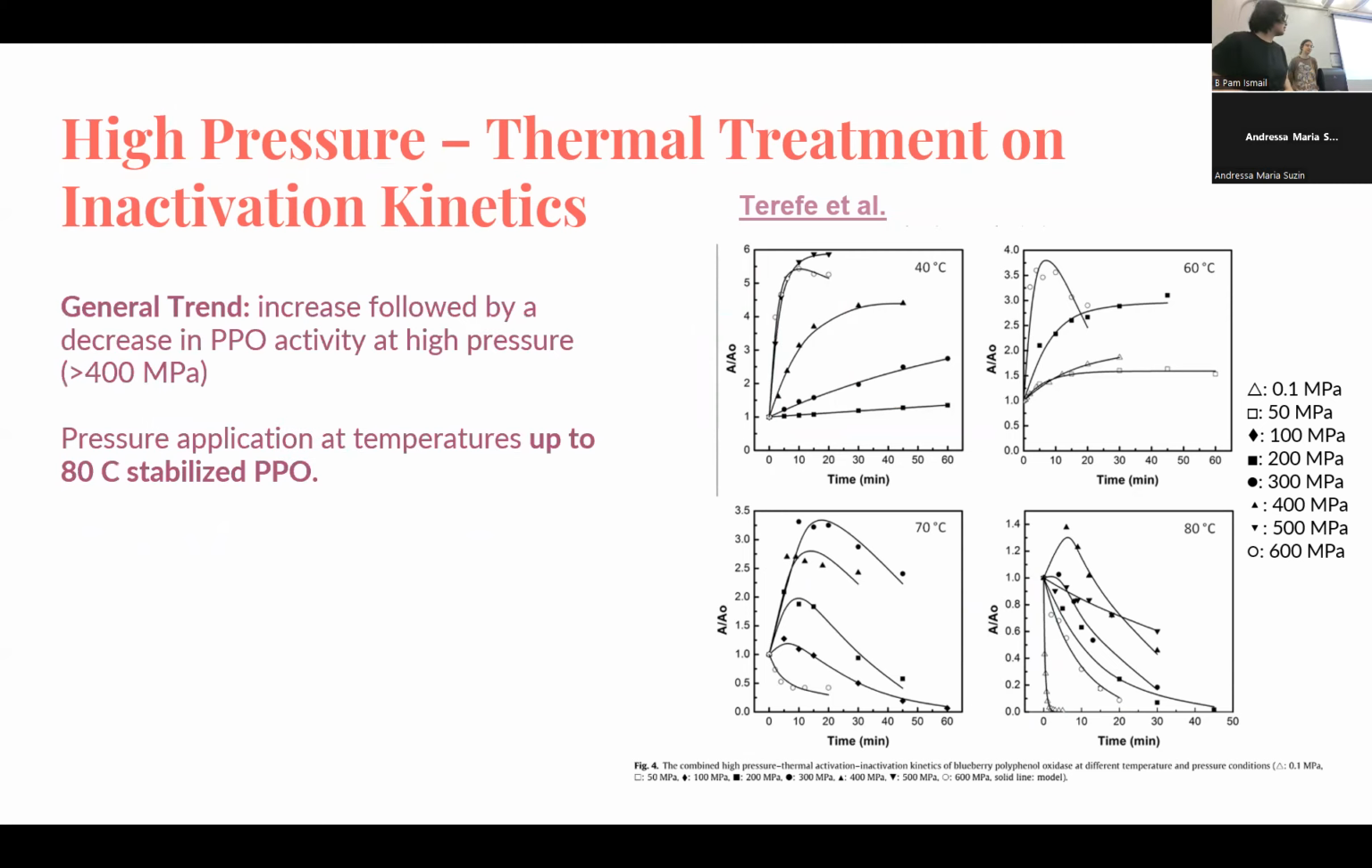As for the general trends, there isn't really a very general trend, but in graphs at higher pressures, an increase was followed by a decrease in polyphenol oxidase activity. And pressure applications at temperatures up to 80 degrees actually stabilized the polyphenol oxidase, making it better at resisting thermal denaturation.